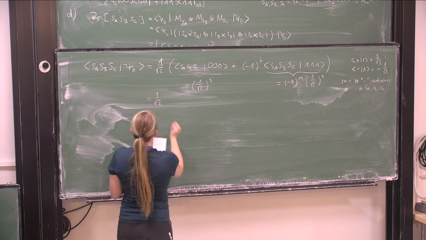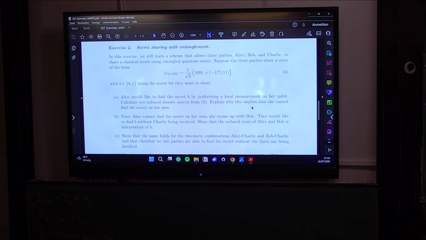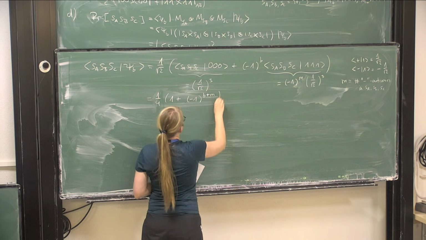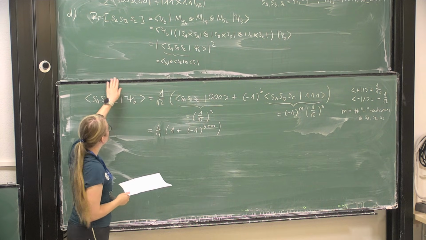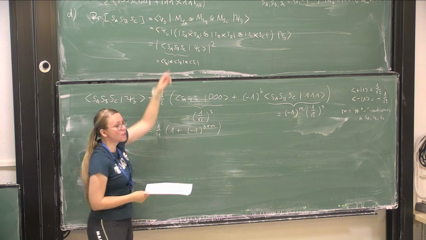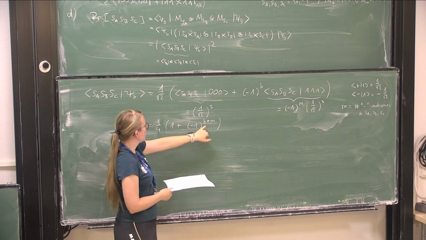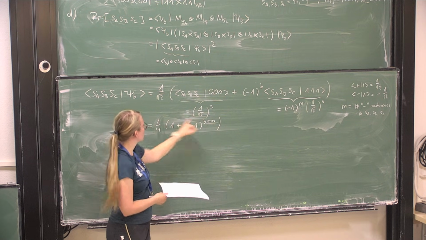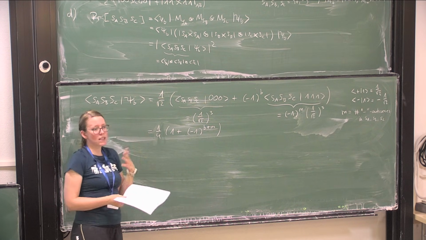Put this together. I get 1 plus minus 1 to the power of b plus m. Okay. Remember, this is related to the probability of getting a certain outcome. And we see if b plus m is odd, then this will be minus 1, and the whole term will just be 0. And if b plus m is even, we get a non-zero number.